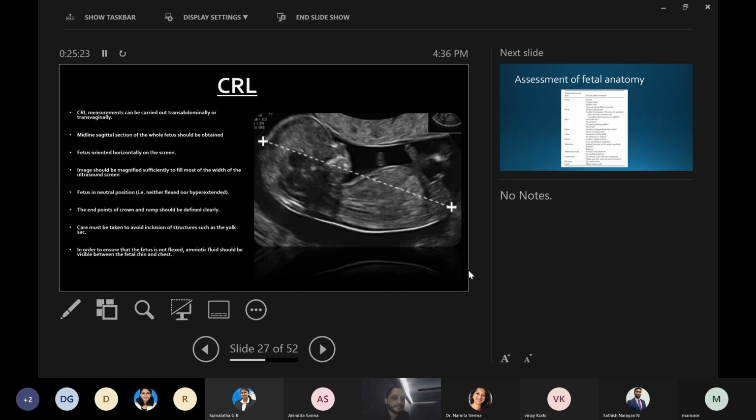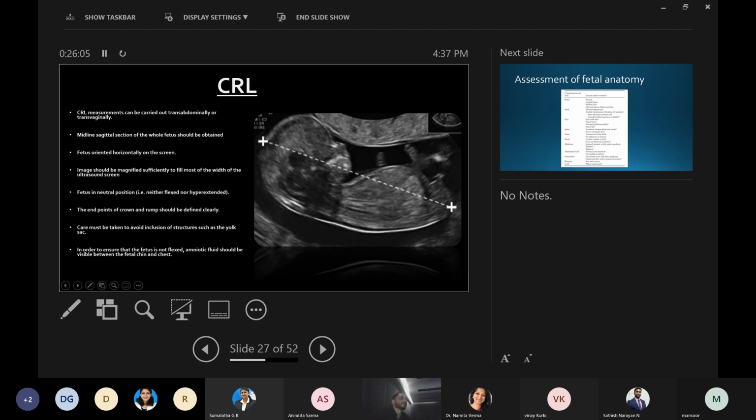Then the fetus should be in neutral position. Neither the neck should be too much flexed nor too much extended. Now, just to give you an idea how to decide whether the fetal neck is in neutral position or hyperflexed or hyperextended, you can see here the rectangular shape of the palate. So just the posterior margin of the palate, look at the width. If this width of amniotic fluid is present between the fetal chin and the chest, then that can be taken as a criteria for neutral position of fetus.